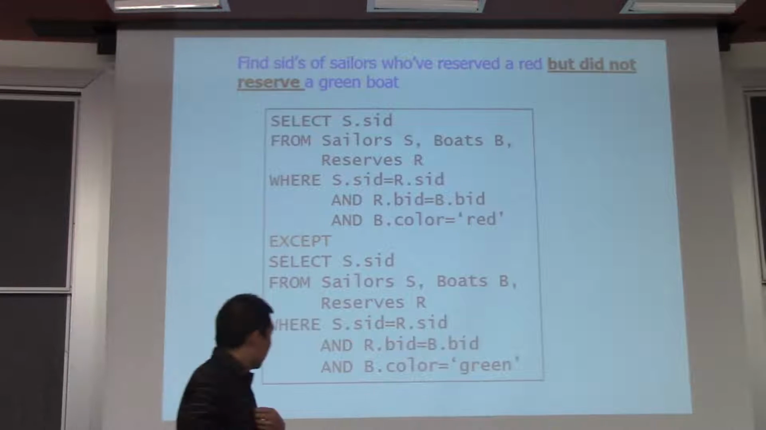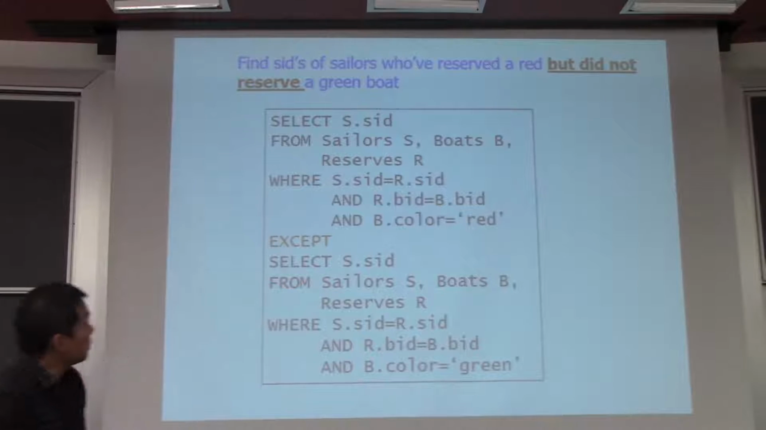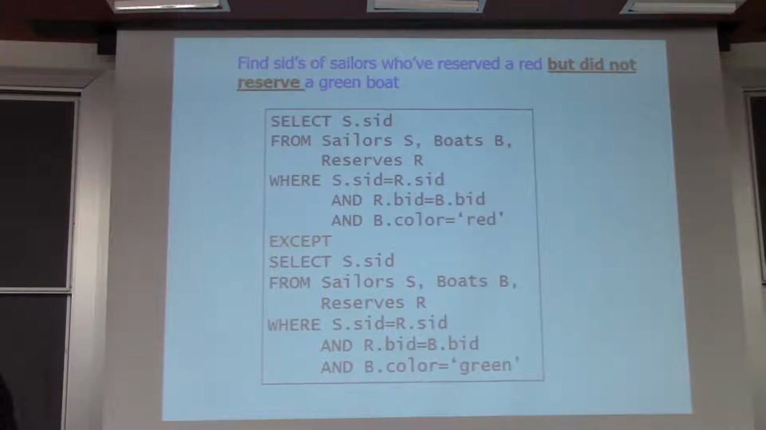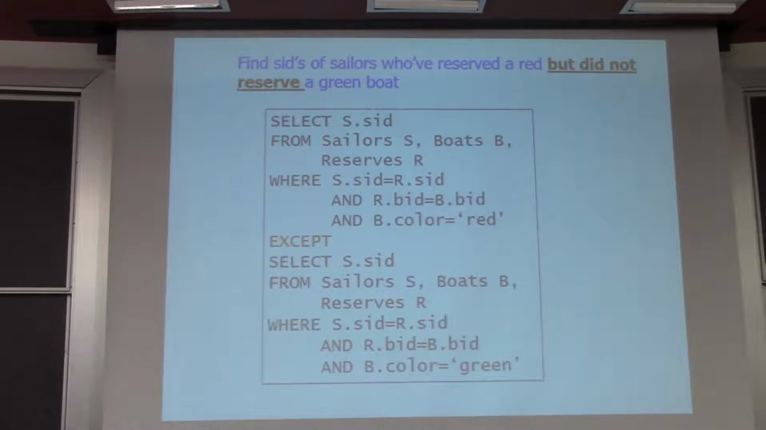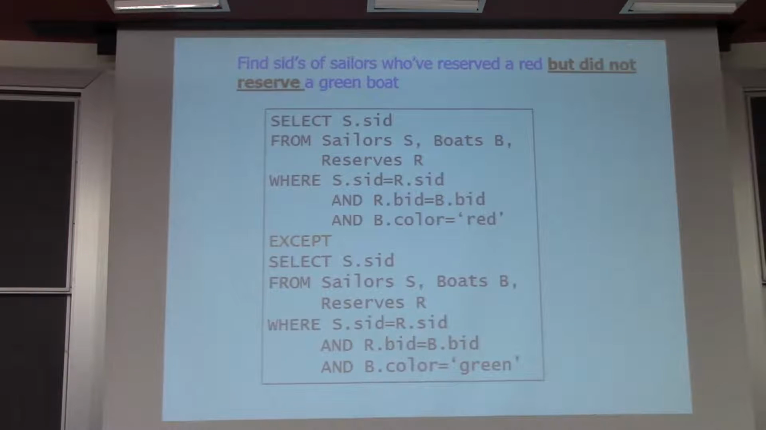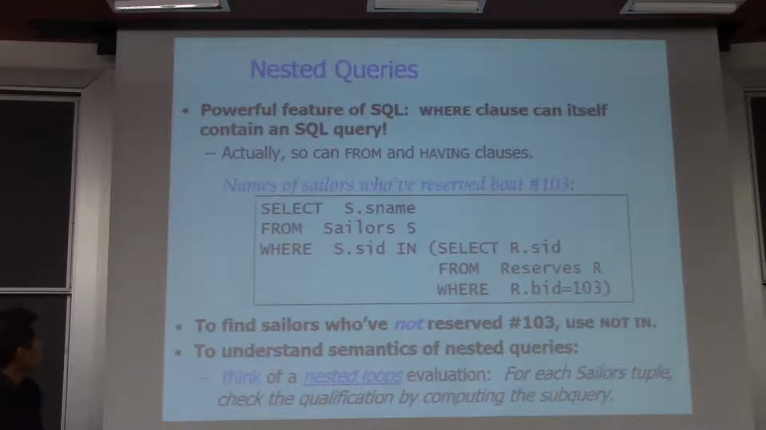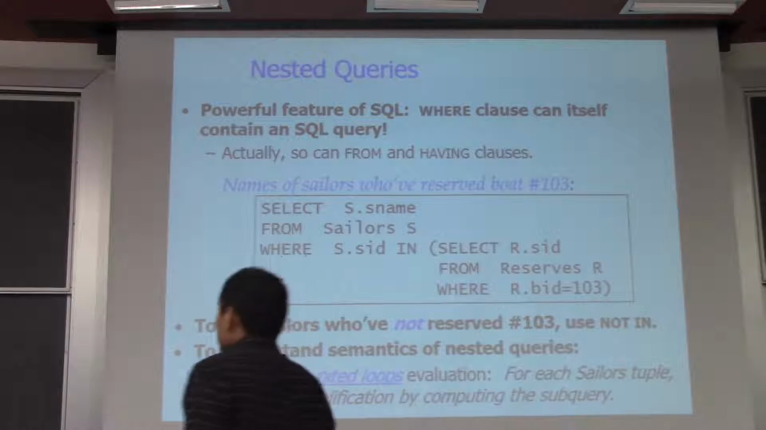Another way to do this is, here's another example, which is to find sailors who reserved a red boat but didn't reserve a green boat. The way you do this is by using the keyword EXCEPT. EXCEPT is the same as difference, right? So in relational algebra, this basically means A minus B. It's fairly simple.